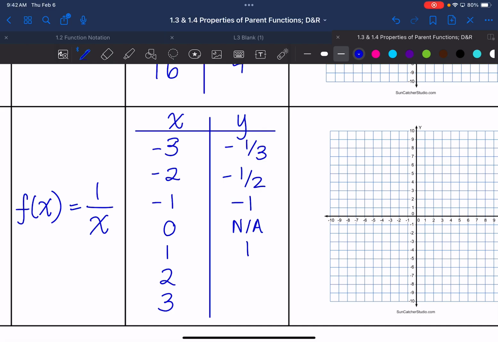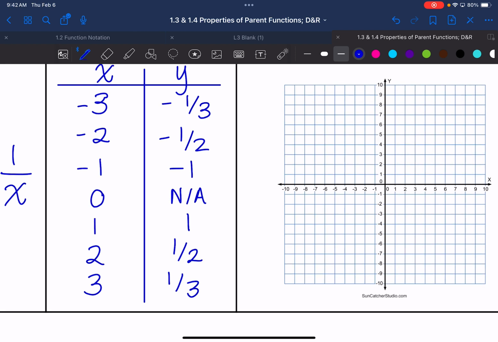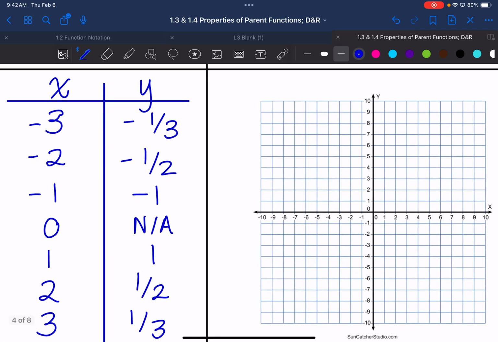So if I plug in 2, it's going to be 1 over 2. If I plug in 3, it's going to be 1 over 3, and so on and so forth. So you're getting these tinier, tinier, tinier fractions as time goes on. When you go to graph these, you'll see, okay, if I start in my negatives, at -3, I'm at -1/3, which let's call it about there, right? Try and be as exact as you can. At -2, I'm at -1/2. And then at -1, I'm at -1.